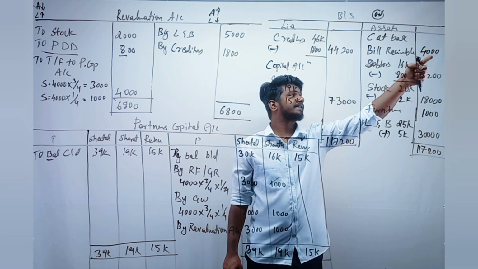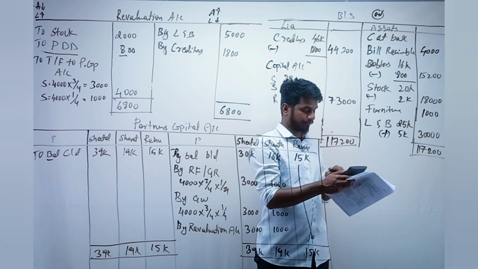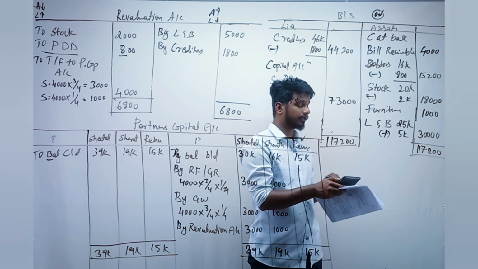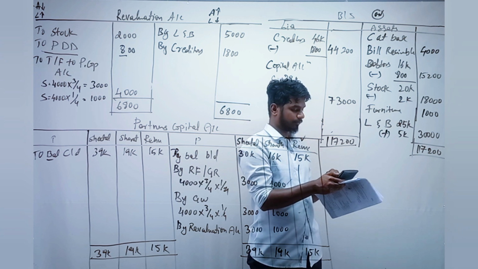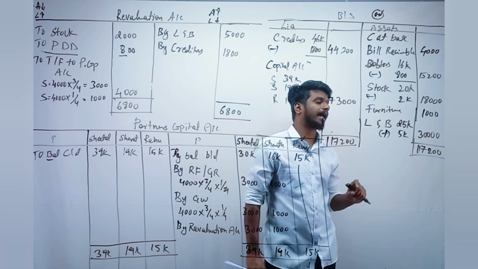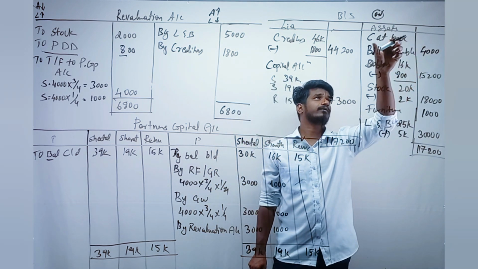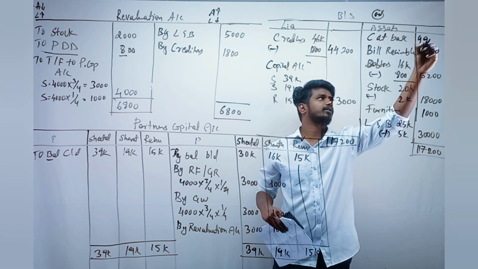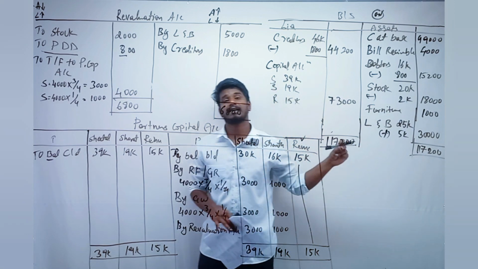Now from this 1,17,200, minus these things: 4,000, 15,200, 18,000, and 1,000. Next we have 30,000. So the remaining balance is 49,000. We have left some space for cash at bank, so write it there, 49,000. That's it. Your balance sheet is ready.